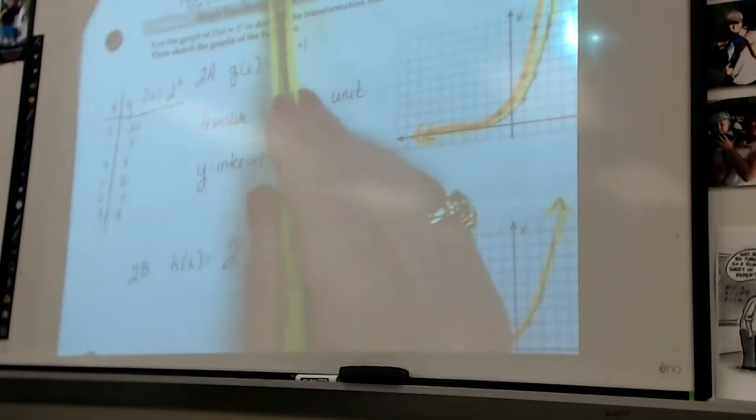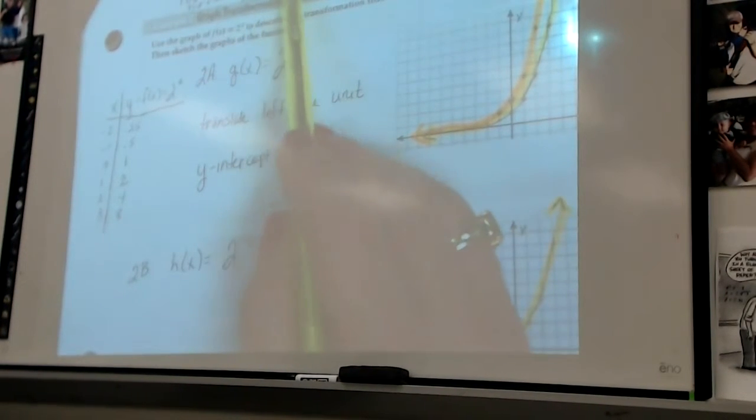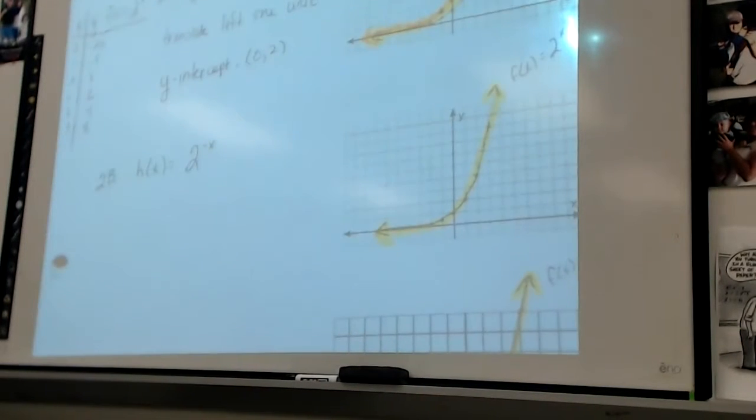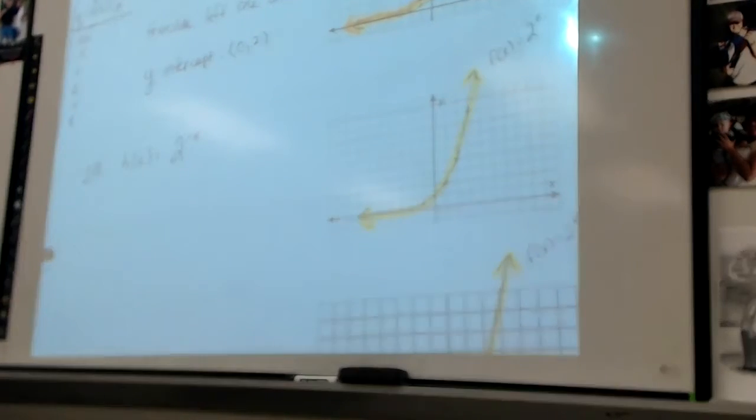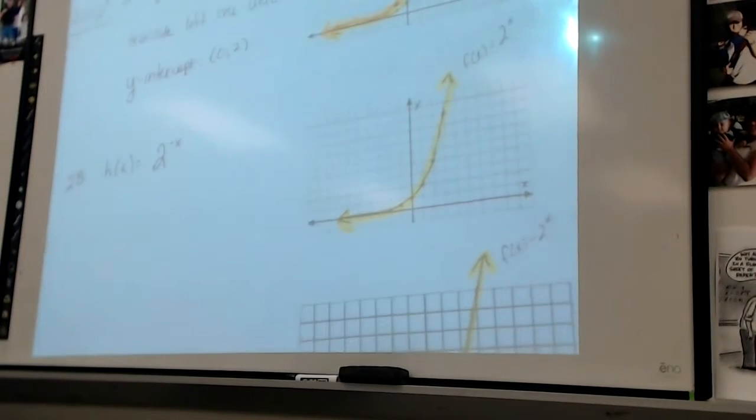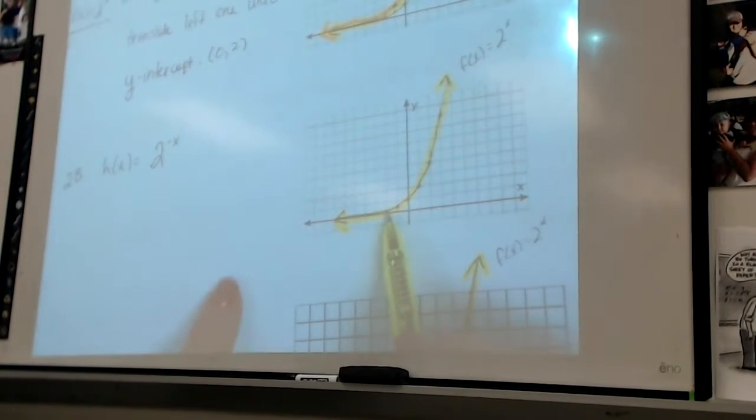So if you have a negative in the exponent, it's a reflection. It's going to reflect over the y-axis. So we're just going to reflect all the points over the y-axis. So this little point right down here that was negative 2, .25 is now going to be over here at 2, .25. Okay, then this one's going to move right here, reflecting over the y. Now look what happens to the y-intercept. Since it's on the y-axis, it's going to stay put, isn't it? Then this one will reflect.